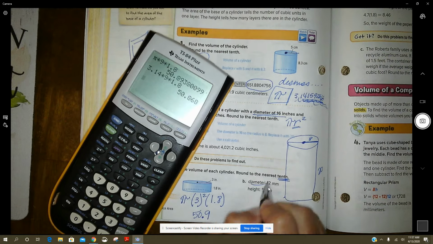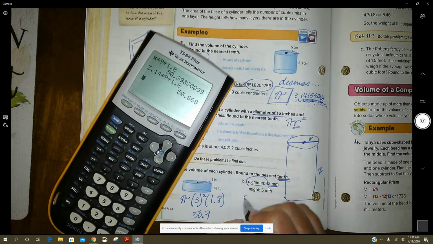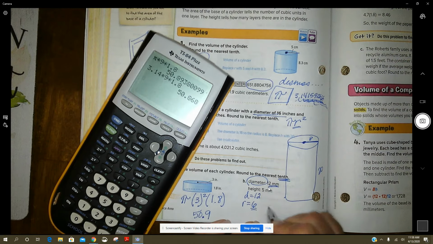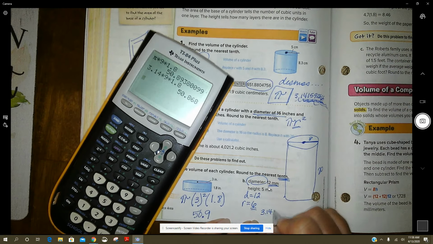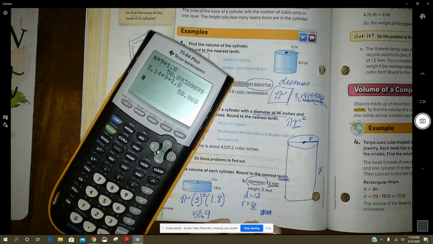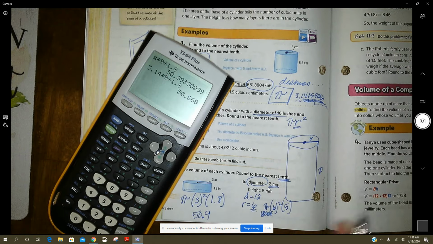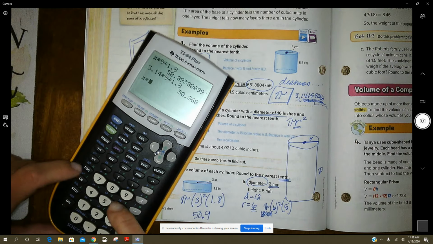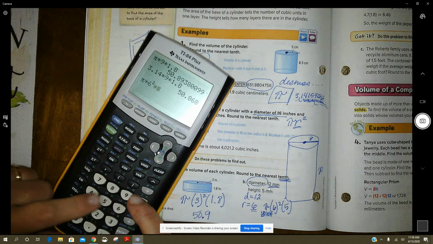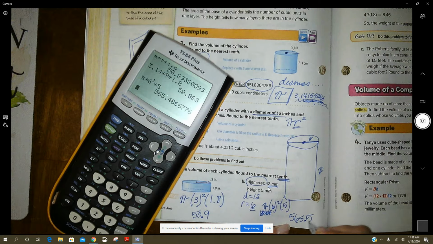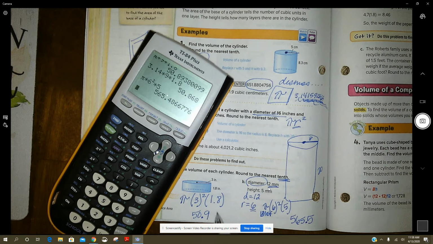All right, letter B says the diameter is 12. Well, if the diameter is 12, what's the radius? The radius is going to be 6. So we've got to make sure we get the radius, okay? So we're going to do 3.14. I'm sorry, we're not doing 3.14. Hunsicker, really? Seriously? Okay, we're going to do pi times 6 squared times 5. So here we go. Pi times 6 squared times 5, and we get 565.5 if I round to the nearest tenth. Okay?